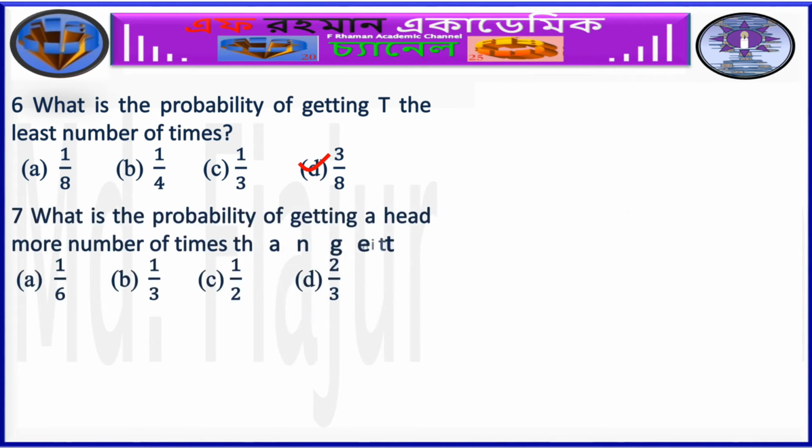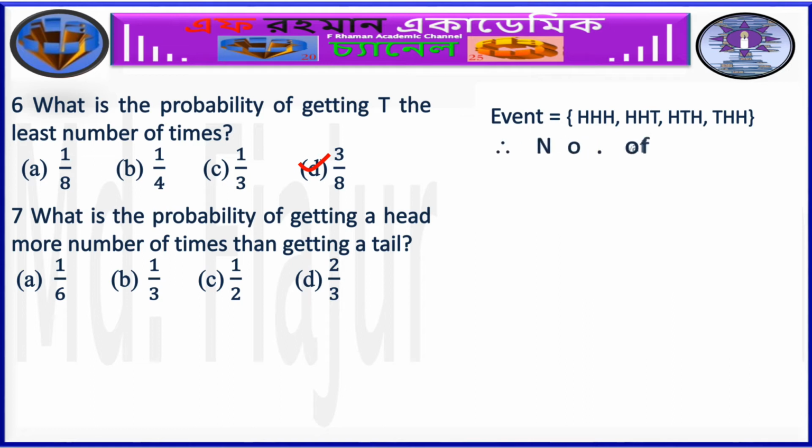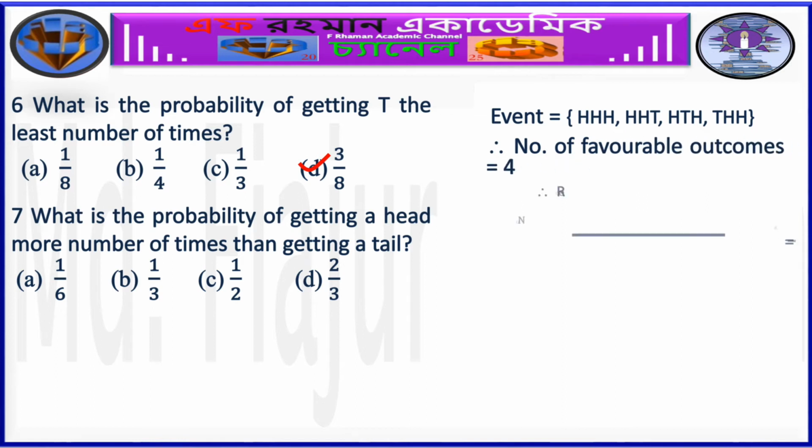MCQ 7. What is the probability of getting a head more number of times than getting a tail? The event is the set of HHH, HHT, HTH, THH, as these outcomes contain more heads than tails. Therefore, the number of favorable outcomes is equal to 4.